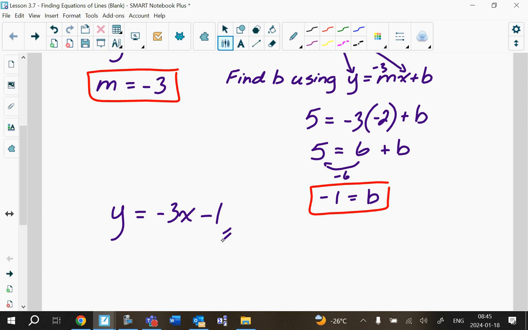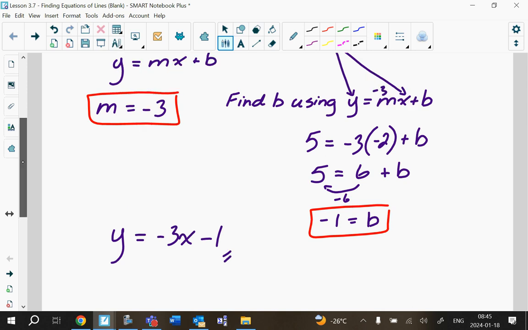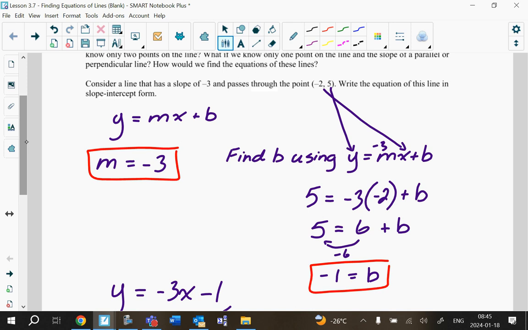Because this is not the point 0, 5. If it was 5, this would have to be the point 0. This is not on the y-axis, right? So we can't just use that. That's a good question because that's a common mistake students make.